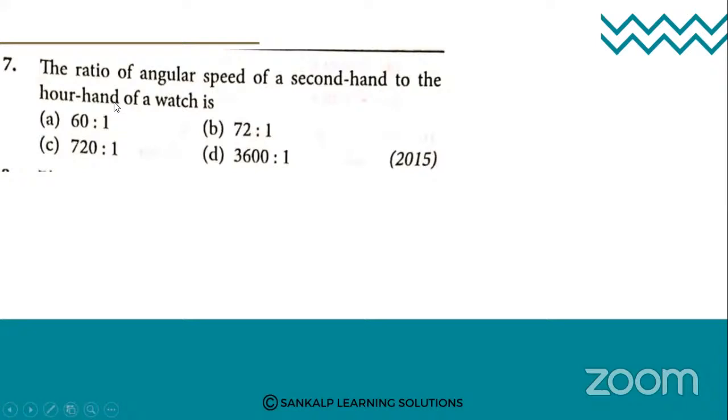The ratio of the angular speed of the second hand to the hour hand of a watch is? Yes, this is a most likely asked question, so you can put a star. This one or similar to this, many times they will ask in the CT exam, students. So see how to simplify this one. What they are asking here is the ratio of the angular speed of a second hand to the hour hand.